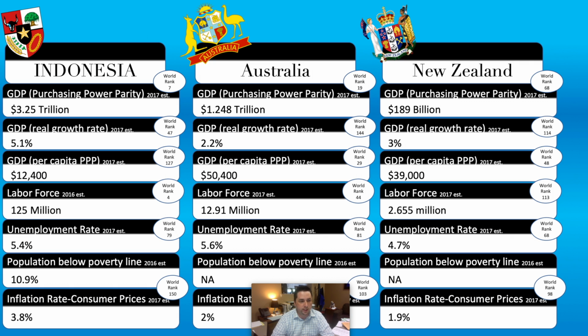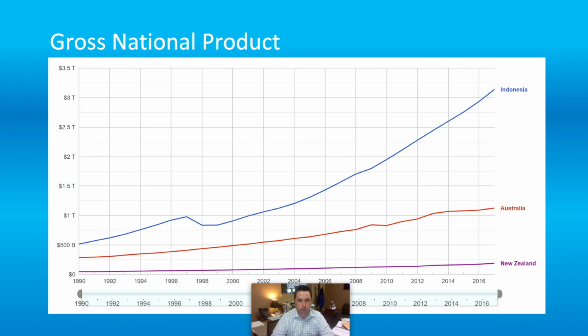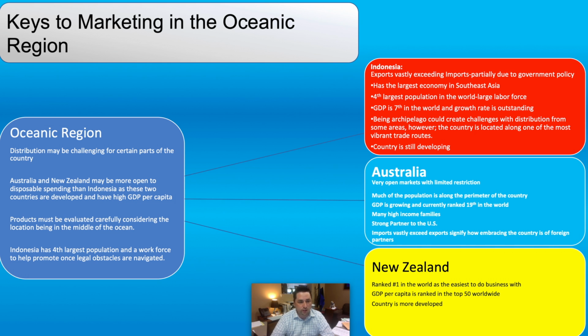But you can see that's where Indonesia takes a big hit. GDP per capita is ranked 127 in the world with $12,400. Some interesting stats there. Take a look at their gross national product, and you see Indonesia's gross national product is very high. They are actually the largest economy in Southeast Asia, and that's something to think about when you're marketing to the oceanic region. In Australia, thing to think about is a lot of high-income families. The barriers are very few. And in New Zealand, their GDP per capita is ranked top 50 in the world.